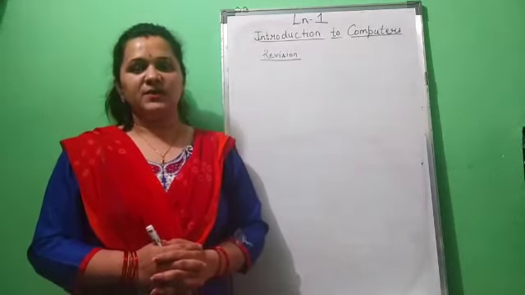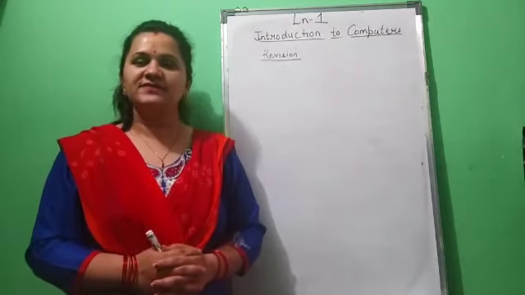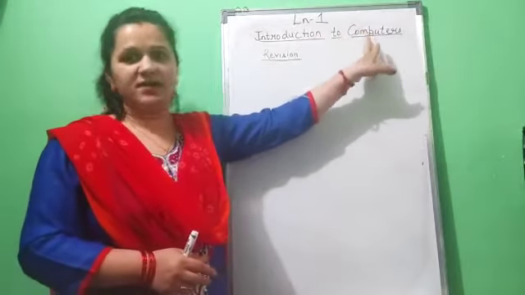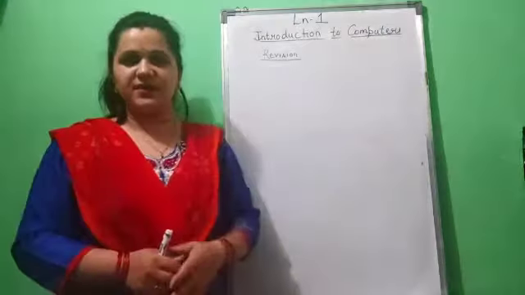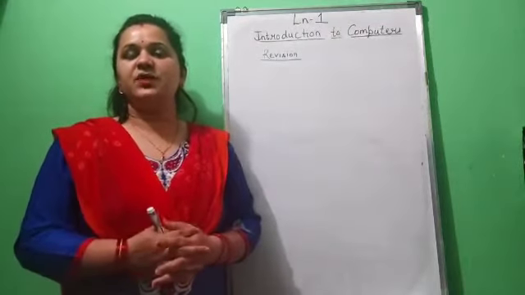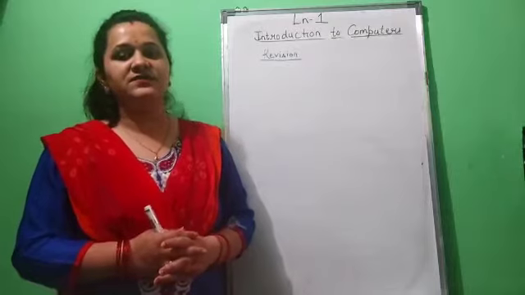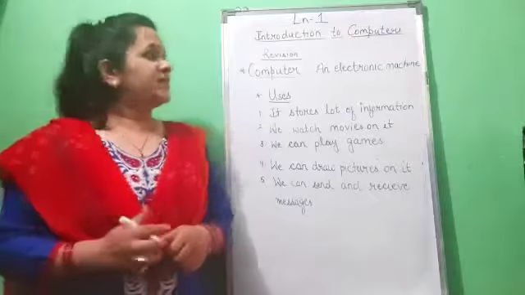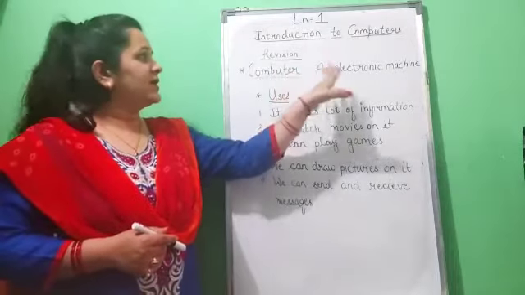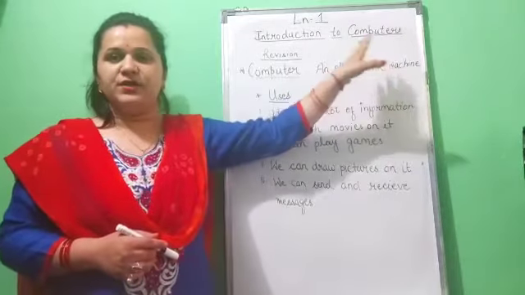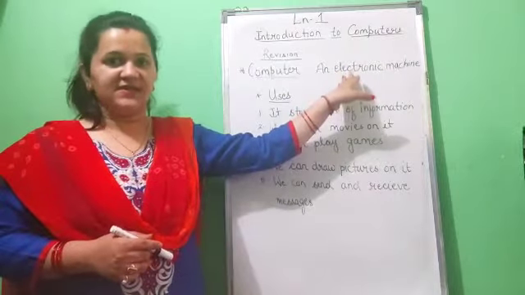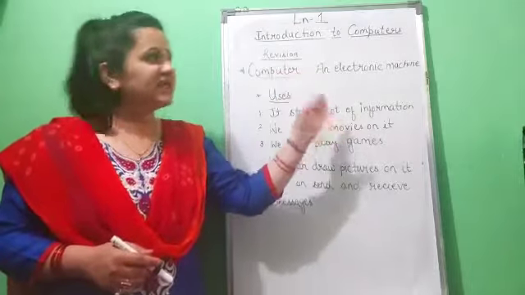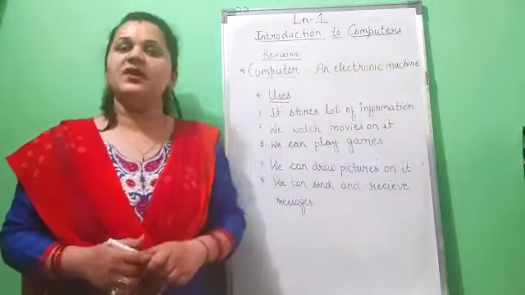Children, in our previous video, we started our lesson number 1, that is Introduction to Computers. Before proceeding to the rest of the topic, let us first take a quick recap of what we have studied till now. Children, we have studied that a computer is an electronic machine. What is electronic? Electronic means the computer works on electricity. That is why it is called an electronic machine.